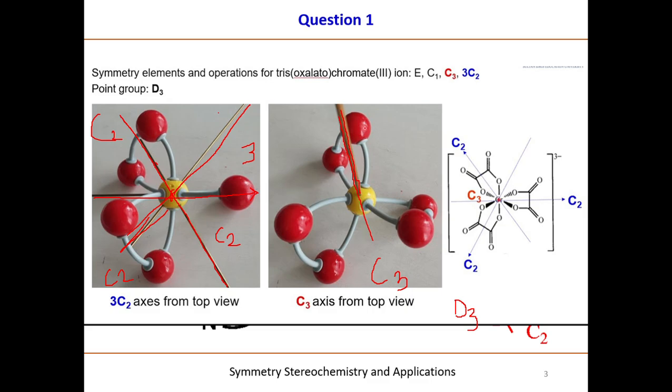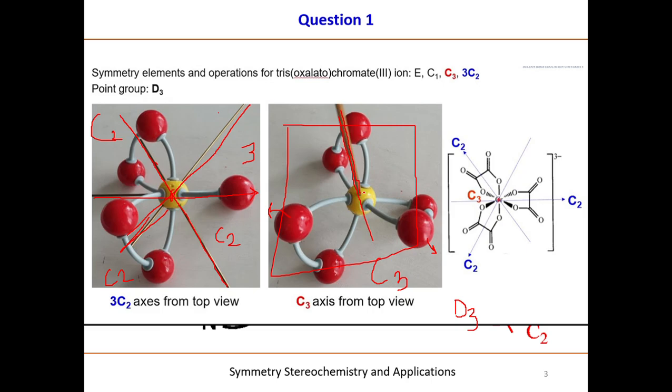No. If you pass a plane through this one, it will become a non-indistinguishable image, meaning this atom will come next to the back side of this atom, and this one will go this way. So it will not become the same one, because here this atom is upside. If it goes downside, it will not be the same as the original one, so it will change. That's why there is no horizontal plane.